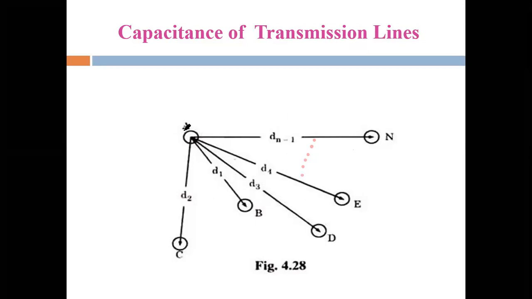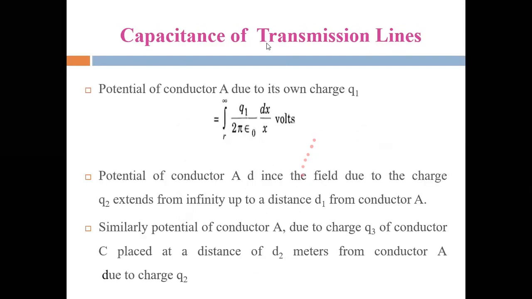The various conductors are placed at different distances, that is D1, D2, D3, D4 and so on up to Dn minus 1. Then we calculate the potential difference for those conductors.